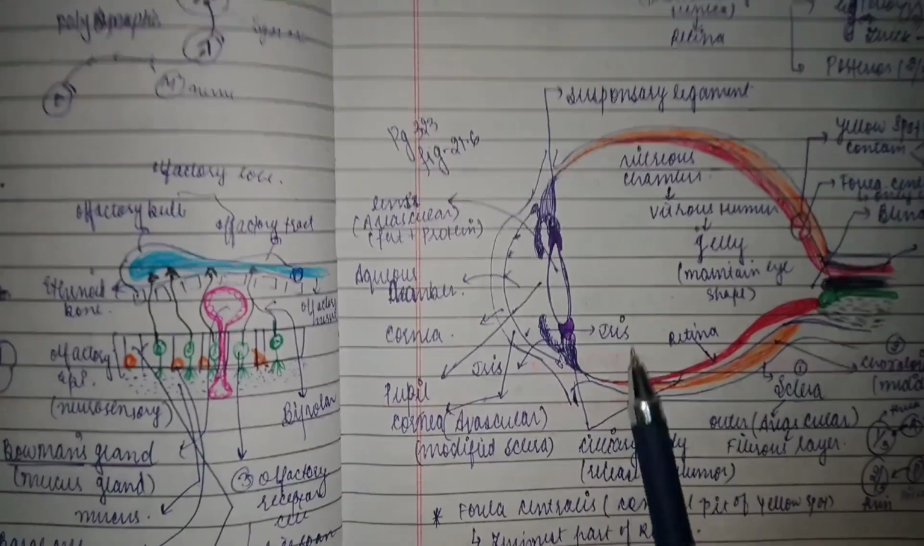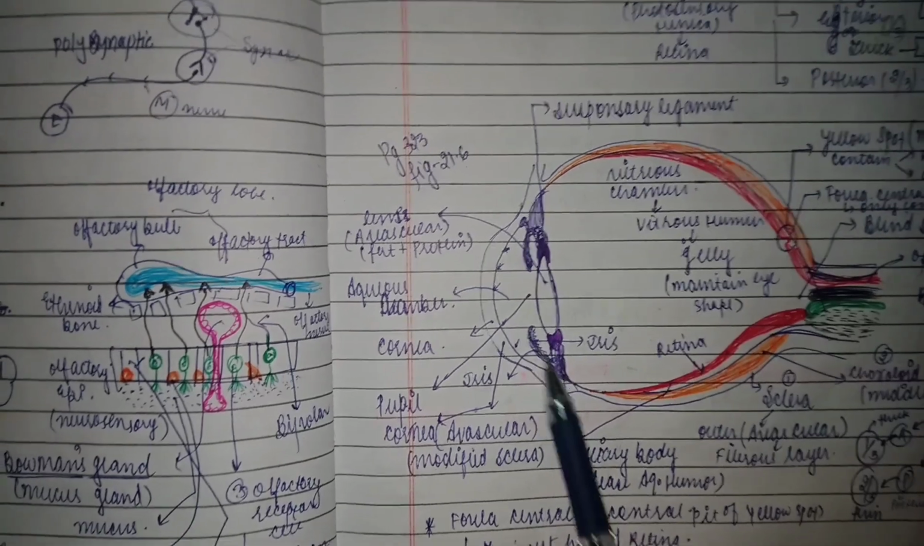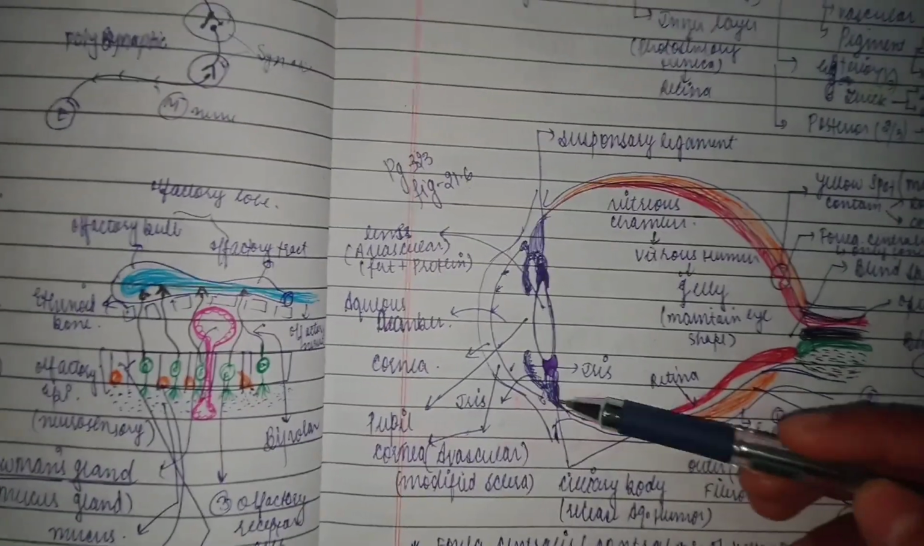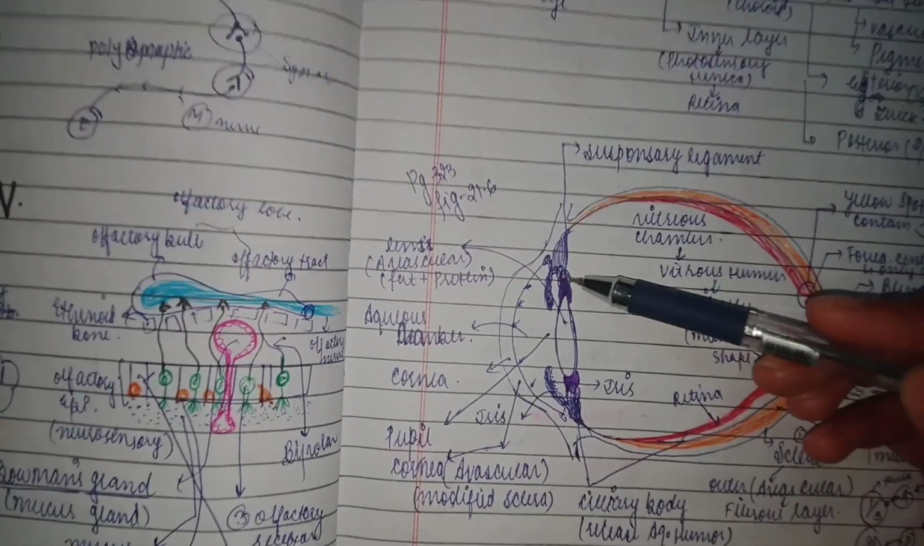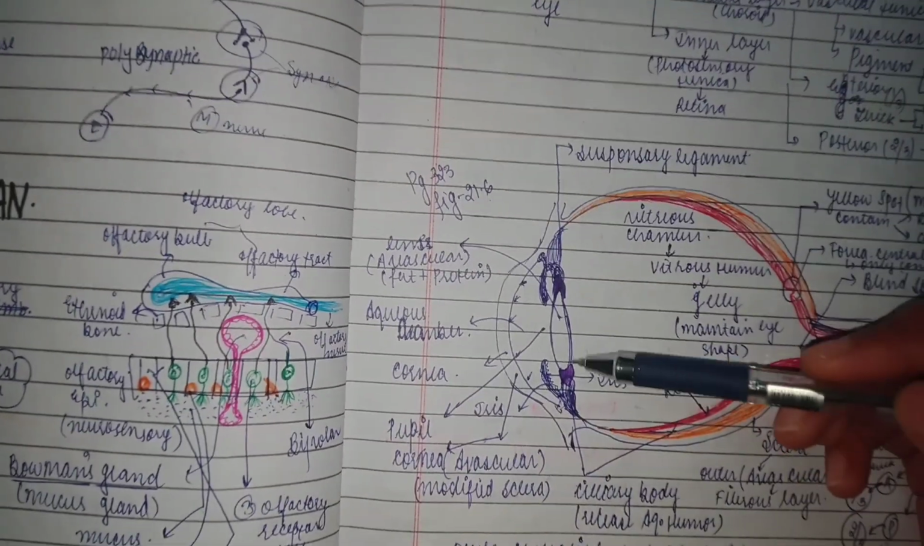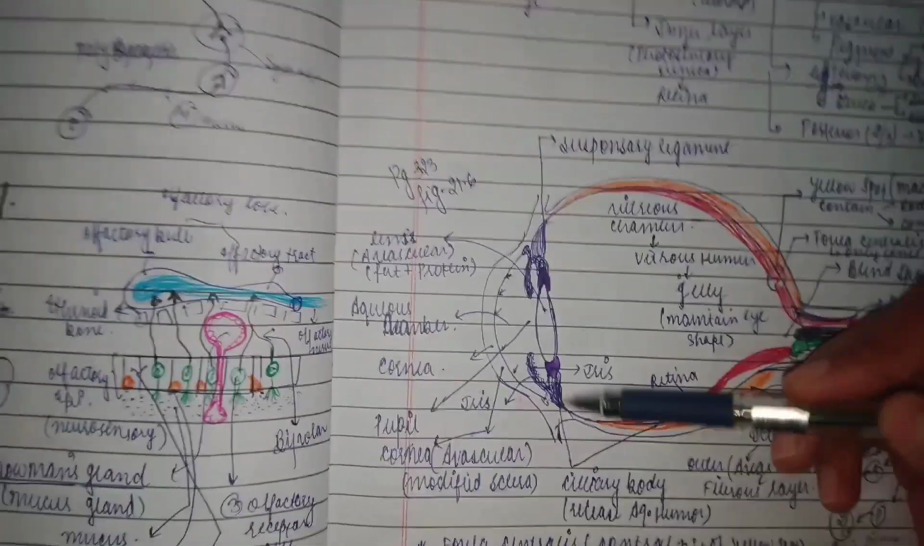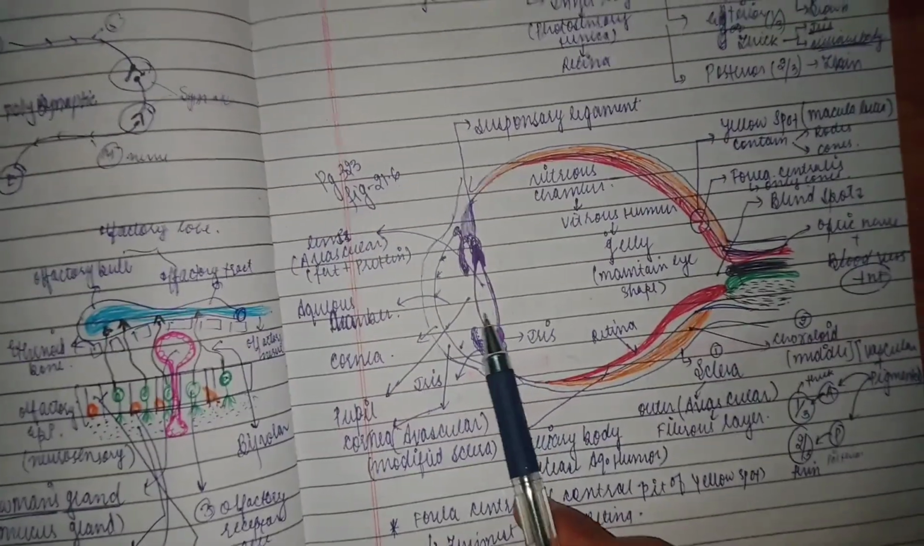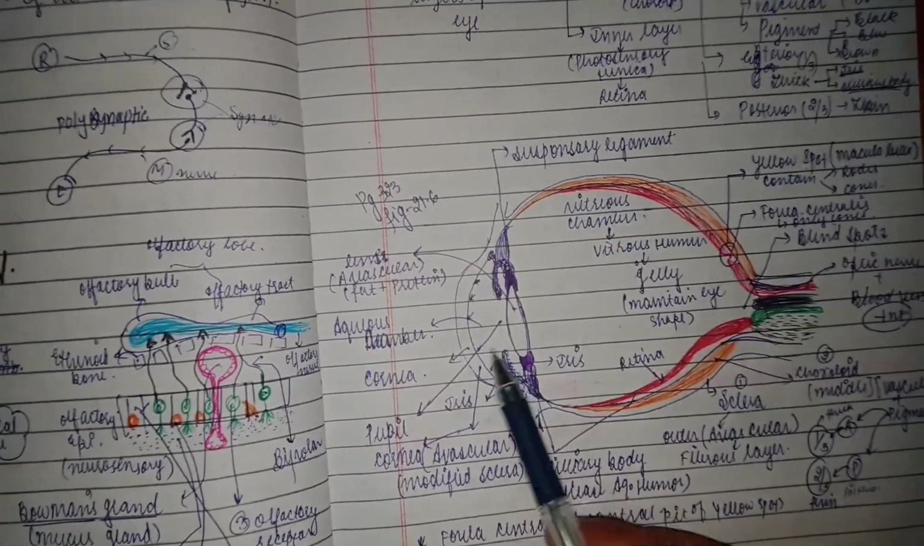Then we have the iris here. We have the ciliary body, which attaches there. We have the suspensory ligament, which attaches the lens to the ciliary body. We also have the aqueous chamber here.